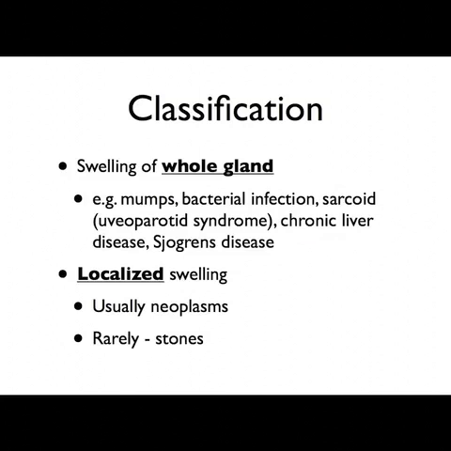Okay, parotid lumps. First of all, let's classify parotid lumps. Swellings in this area can either be of the whole gland or localized. Swellings of the whole gland are particularly associated with mumps, sarcoid as part of the uveo-parotid syndrome, where there's anterior uveitis and whole swelling of the parotid gland. And this can often be a presentation, actually, of sarcoid. Chronic liver disease, and also Sjogren's disease. Localized swellings are usually neoplastic, but can rarely be caused by stones.